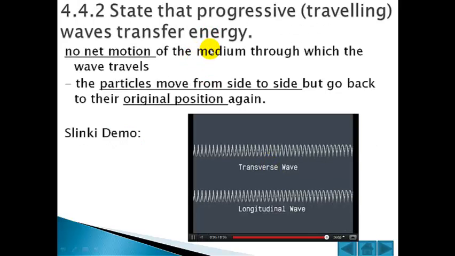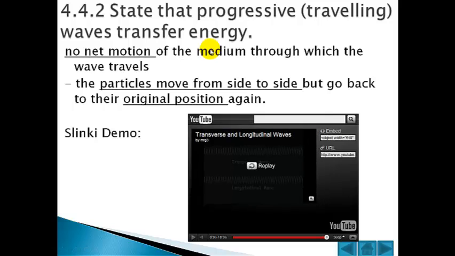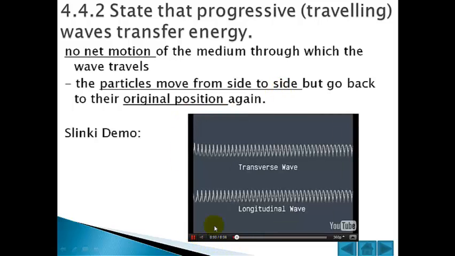Okay, a progressive wave transfers energy without the transfer of the medium. So there's no net motion of the medium. The medium oscillates from side to side, but the energy travels from the start point to the finishing point. So the particles travel from side to side, but they go back to their original position again. And this is a demo that I can probably show you here.